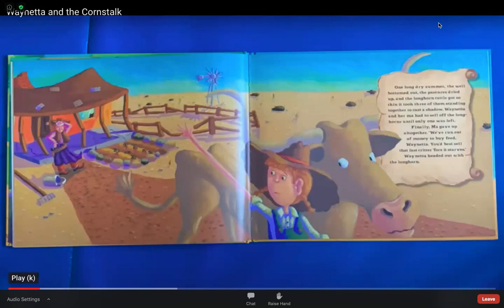I'm noticing a few similarities. So Whenetta lives with her mom, just like Jack lived with his mom, and Whenetta is also really poor. They also don't really have money.